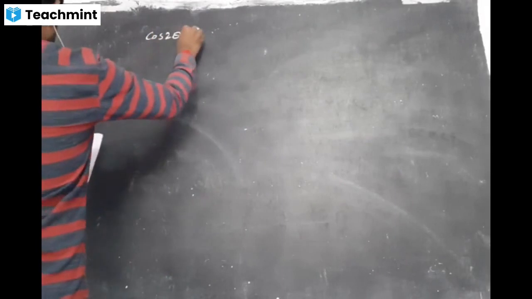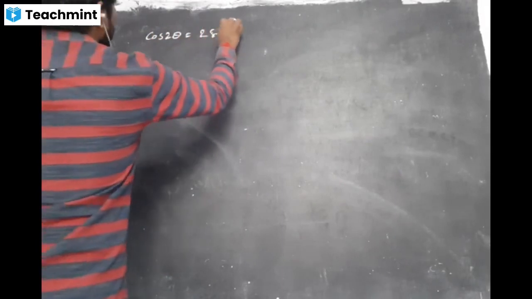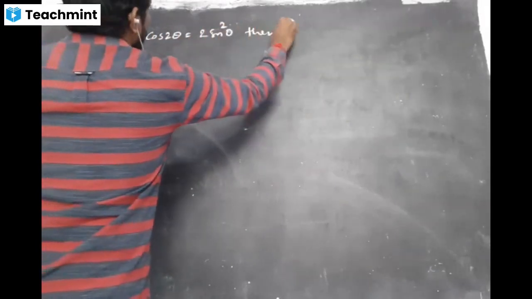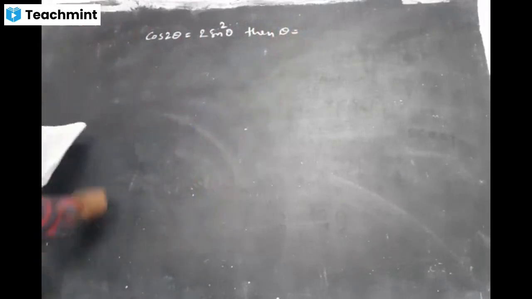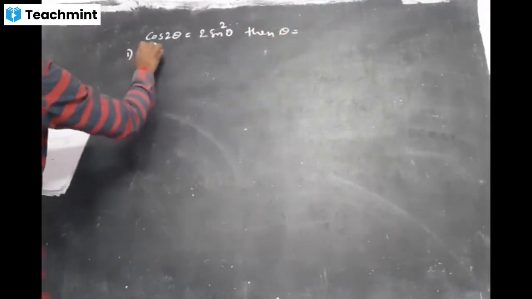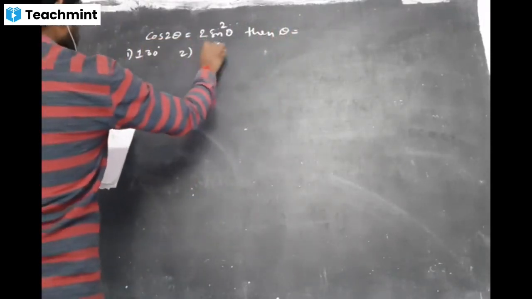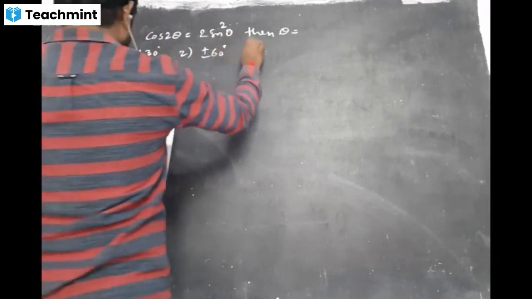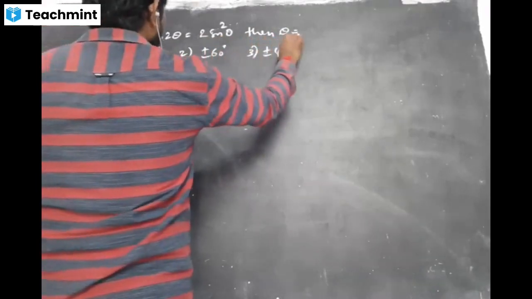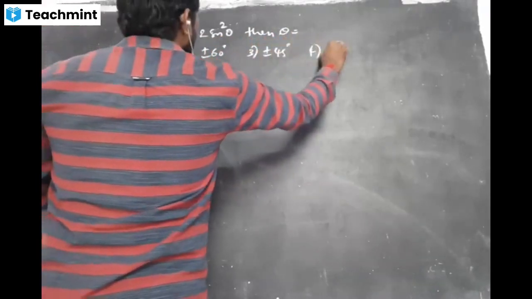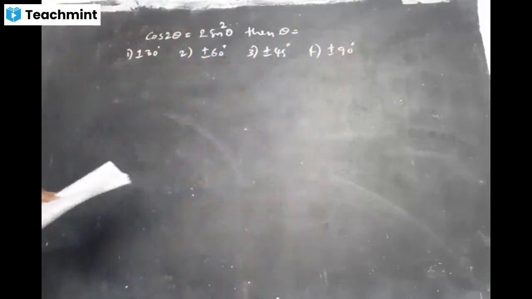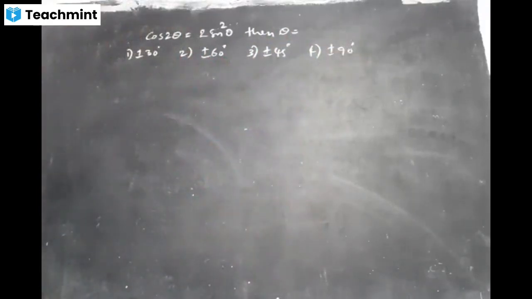If cos 2 theta is equal to 2 sin square theta, then theta is equal to. The first option is plus or minus 30 degrees, the second is plus or minus 60 degrees, the third is plus or minus 45 degrees, and the fourth is plus or minus 90 degrees.